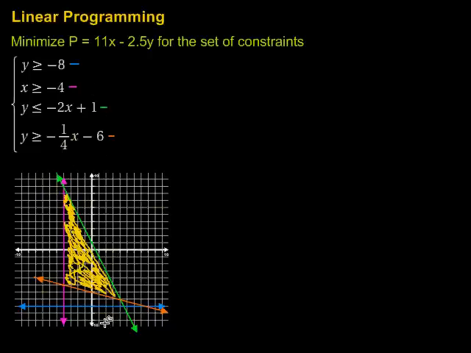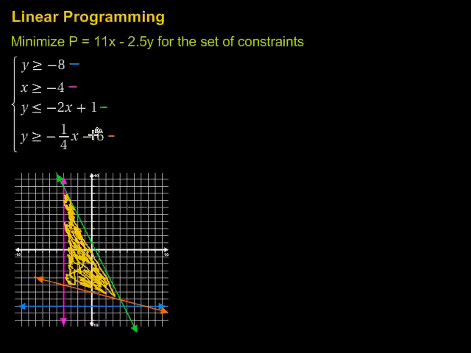I've already graphed each of our constraints here, and I've color-coded them as well, so you can see where the overlapping and the shading falls. And if we notice this one, for example, y is greater than negative 8, that would be this line right here, negative 8, and greater than is above it. Then this one, x is greater than negative 4, that means we've got negative 4 here, and going this direction.